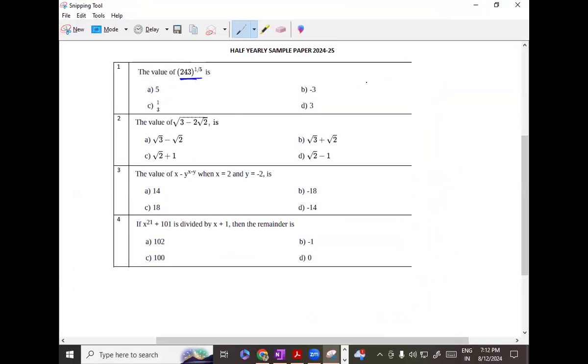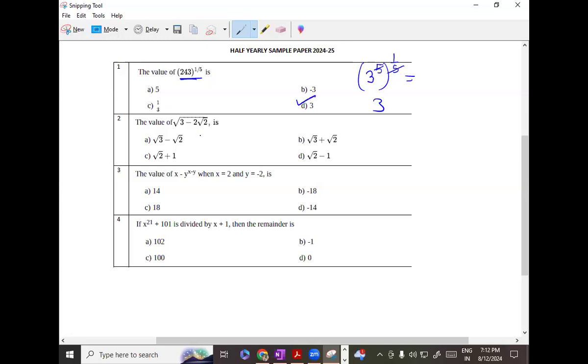It means 243 is a power of which number? 3 raised to 5. Yes, 3 raised to 5. And here 1 by 5 and 5 by 5, the 5 and 5 get cancelled, so 3 is the answer. His answer is 3? Yes, sir. Okay, 3 is correct.